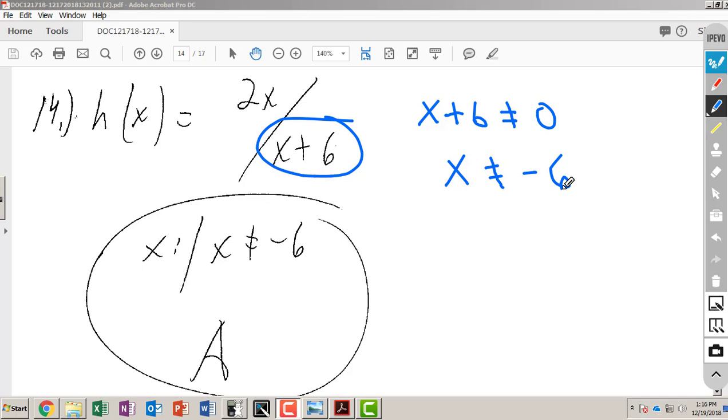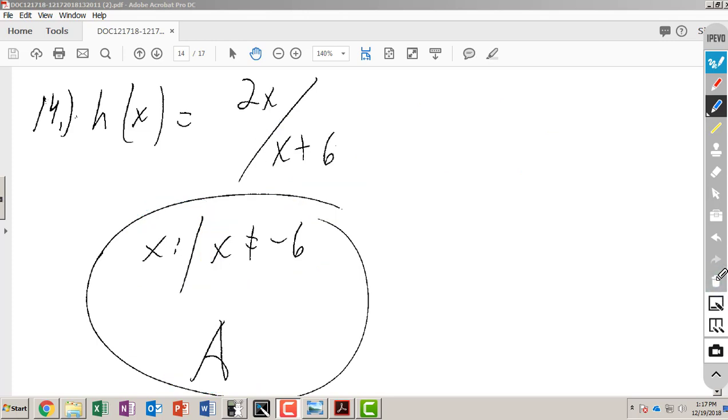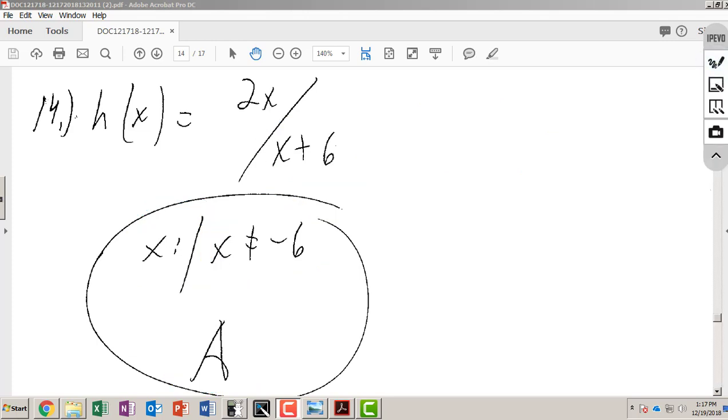So notice that x can't equal negative 6. That is my restriction. And then the rest of this just means that all other x's will work. So that matches A, which says all other x's will work except for x cannot equal negative 6. And so that is our domain.